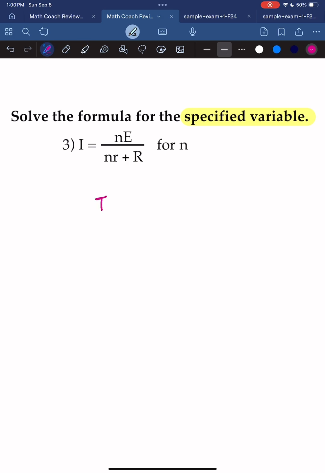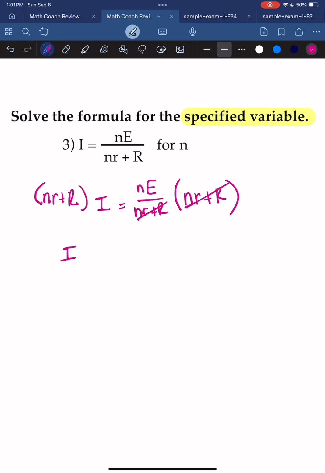I'm going to rewrite the equation over here. So if this were a regular equation with numbers, what would we want to do? We would want to get rid of the denominator. And we would do that by multiplying both sides by that denominator. Okay, so this cancels. And this is going to be I and r plus I r equals n e.